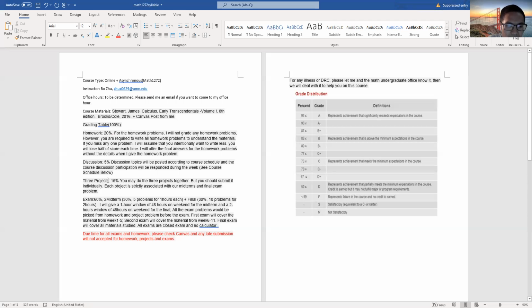The first project is associated with our first midterm exam. The second project is associated with our second midterm exam. The third project is associated with our final exam. By this, the 3 projects are very important. They serve as practice problems for our exams. I hope you understand me. The 3 projects are very important for our tests.